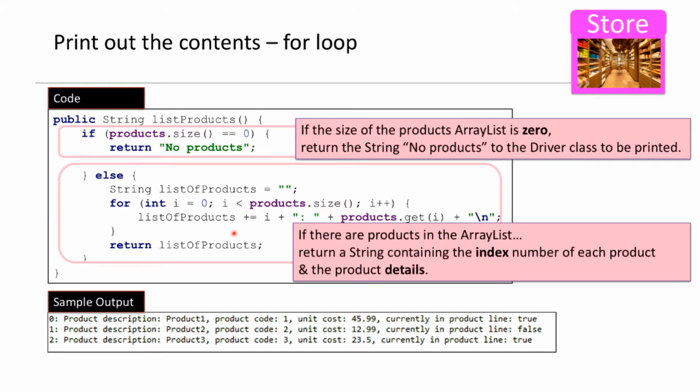And what are we doing? Every time around the loop, we're printing out I, hence the 0, 1, and 2. And then what comes after that is what is stored for that product. So this is the toString method of the product class that we looked at in the previous section. So effectively what we've got is an index and then the product details. The product details will be the product description, product code, the unit cost, and whether it's in the current product line or not. And that's all labeled out and pre-printed.